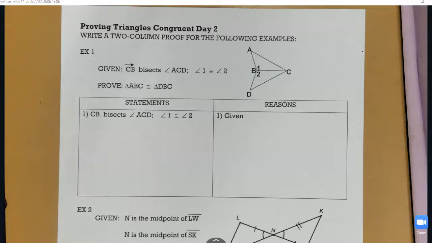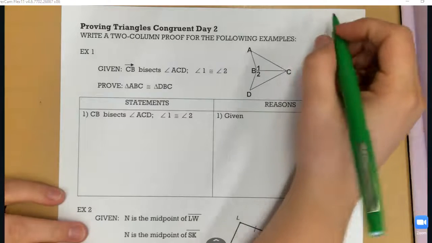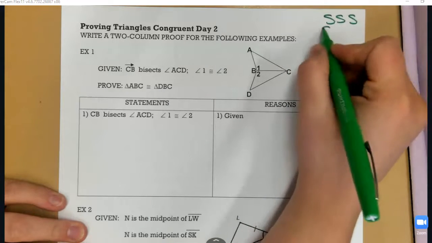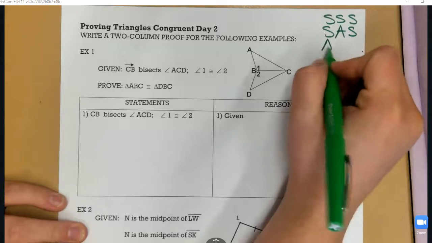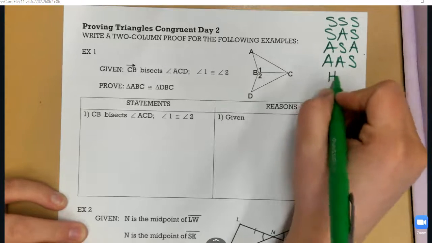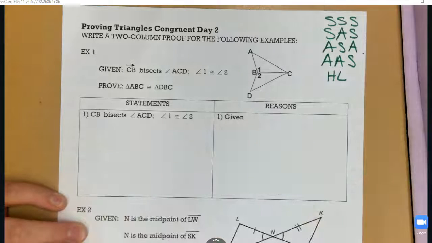Alright, welcome to day 2 of Proving Triangles Congruent. Today we are actually writing proofs. So, quick refresher, the ways that we can show triangles are congruent is side, side, side; side, angle, side; angle, side, angle; angle, angle, side; and hypotenuse leg for right triangles only.